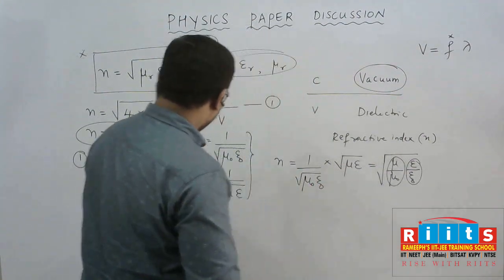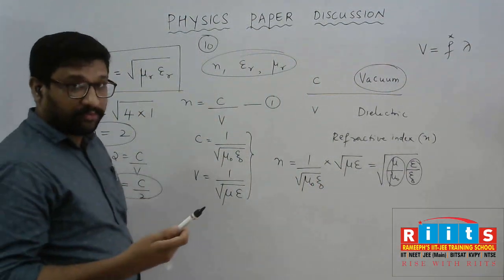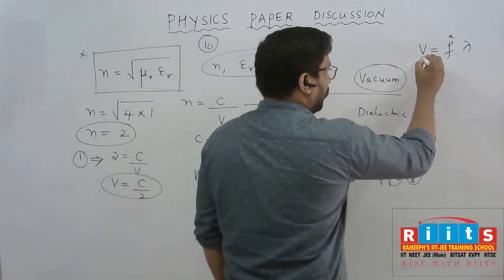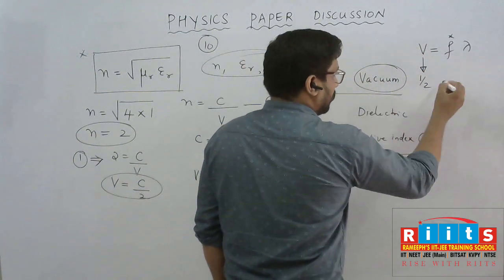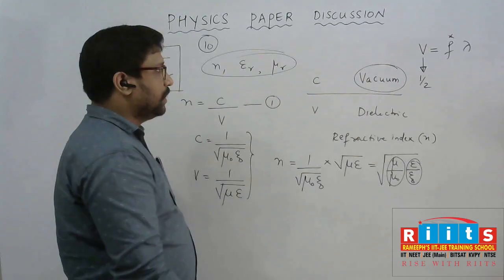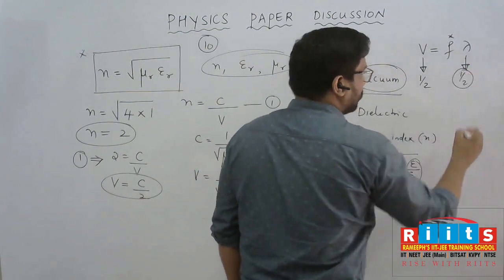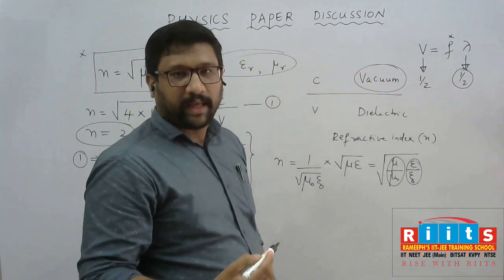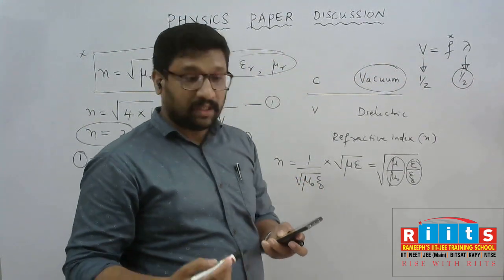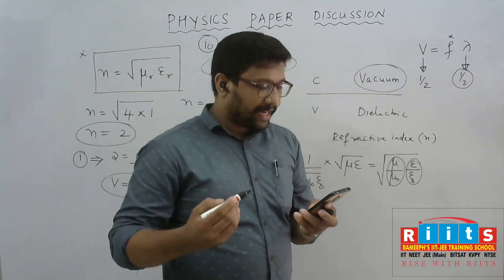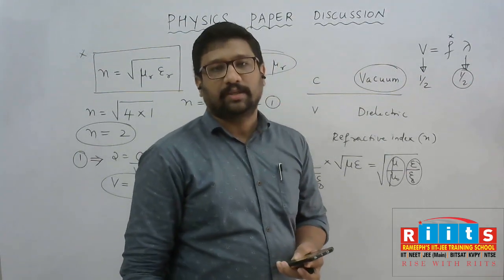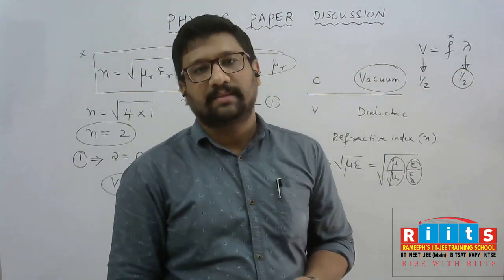In that scenario, if velocity becomes half, it becomes c by 2, what will happen? The lambda also becomes half. The wavelength also becomes half. Okay, so what is the correct option? The wavelength is half and the frequency remains unchanged. Hence, option 4 is the correct answer.